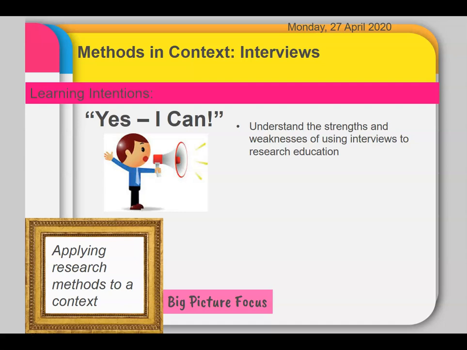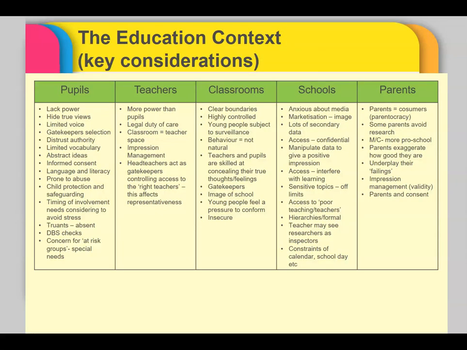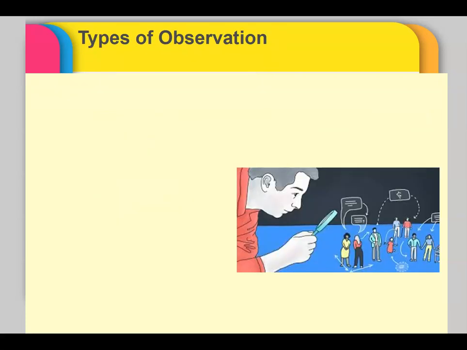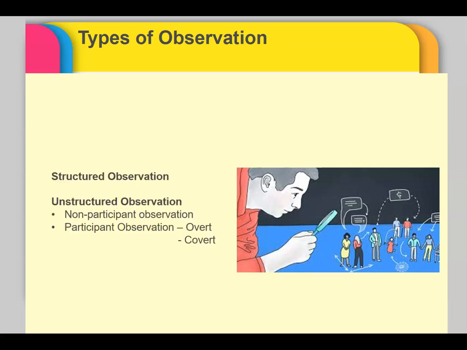Okay, so let's now consider using observation techniques in research and education. In this PowerPoint you'll see the context that you've seen previously. Refer back to this, pause and think about this when you look at the question later on. There's lots there to think about. So there's different types of observation. There's structured observation and there's unstructured observation, which can be non-PO or it can be PO, overt or covert.